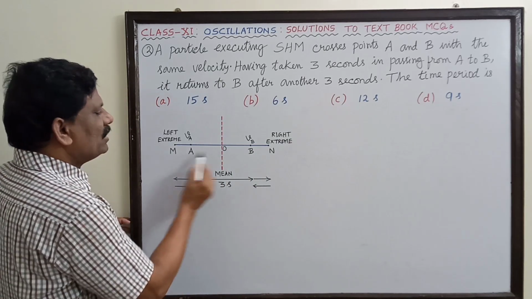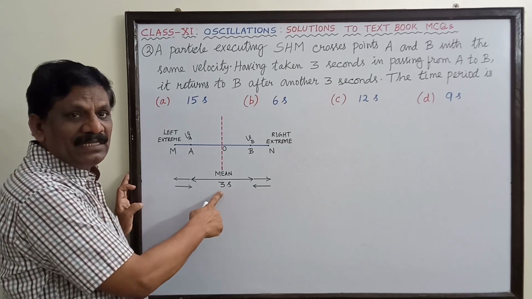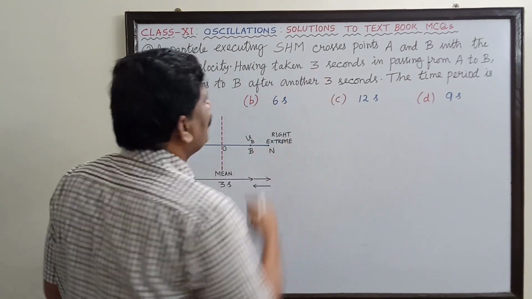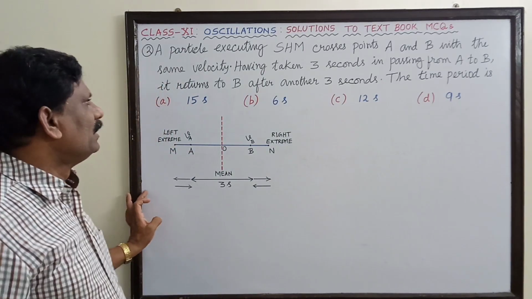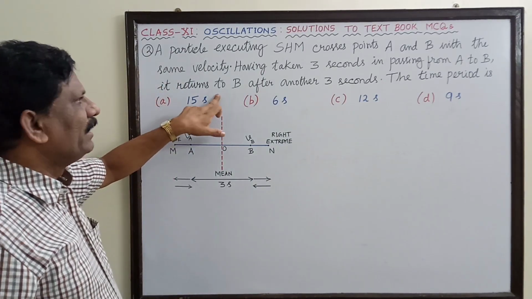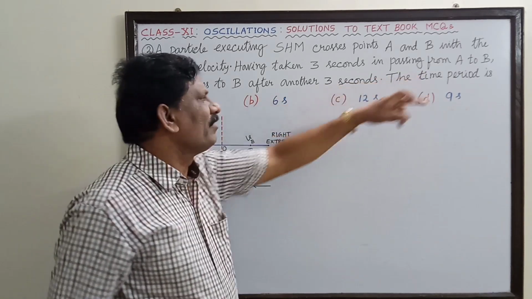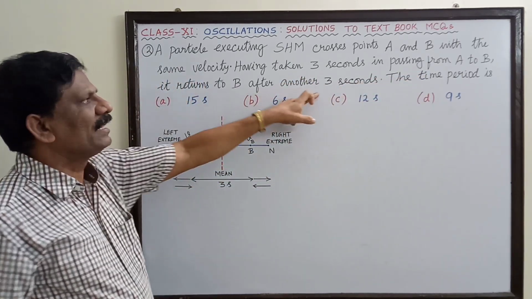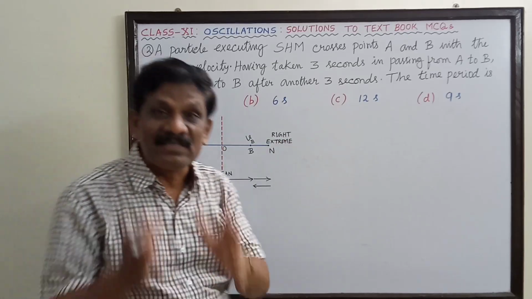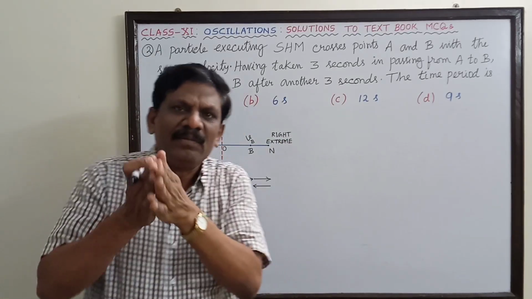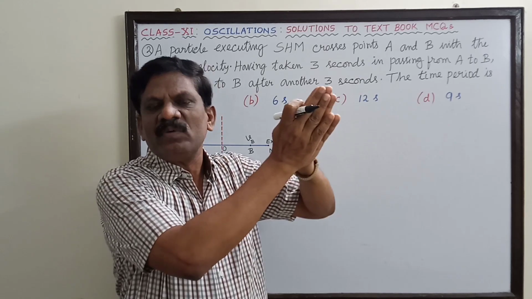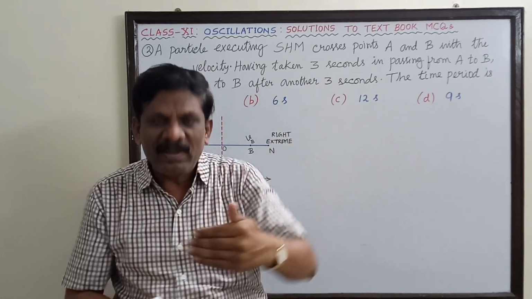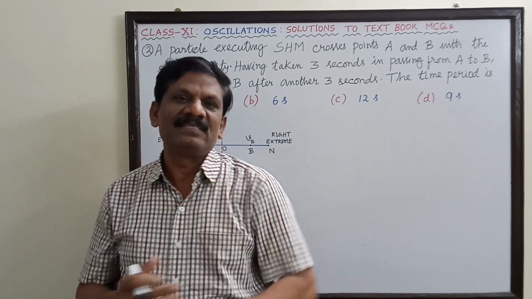Now how much time does the body take to travel from A to B? It takes 3 seconds, as given. Then it returns to B after another 3 seconds. That is the clue. So beyond B, it goes towards the right extreme position and then returns back to B in 3 seconds.